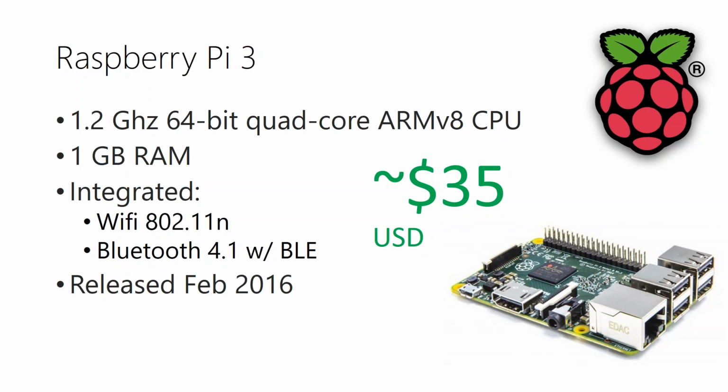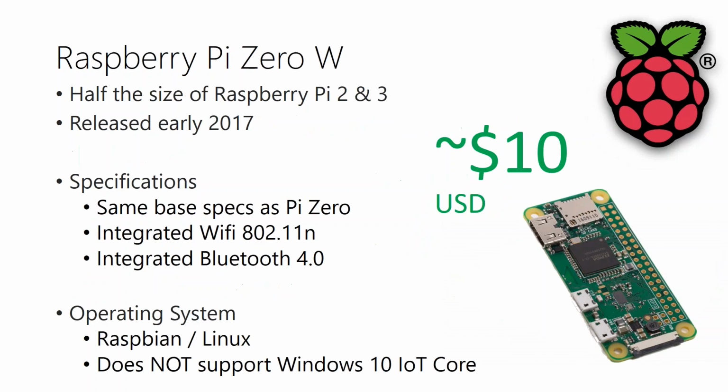So it has a 1.2 gigahertz 64-bit quad-core ARM processor, 1 gig of memory. It does run that Windows 10 IoT Core, so there's a version of Windows 10 that'll run on it, as well as Linux operating systems. It has integrated Wi-Fi and Bluetooth connectivity, so that makes it very convenient to use with Internet of Things scenarios, as well as the built-in Ethernet that it has. So it's kind of a full computer on a board, good for prototyping and doing other things.